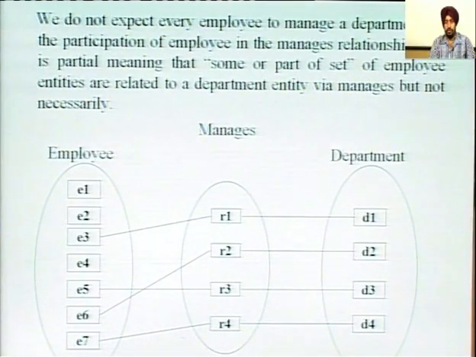This is again an example of the employee managing the department. Maybe employee E3 manages the department D1, then employee E5 manages the department D3. That means only one employee manages one department. We do not accept that every employee manages a department. So the participation of employee in the manage relationship type is partial, meaning that some or part of the set of employee entity are related to the department entity via manage, but not necessarily.